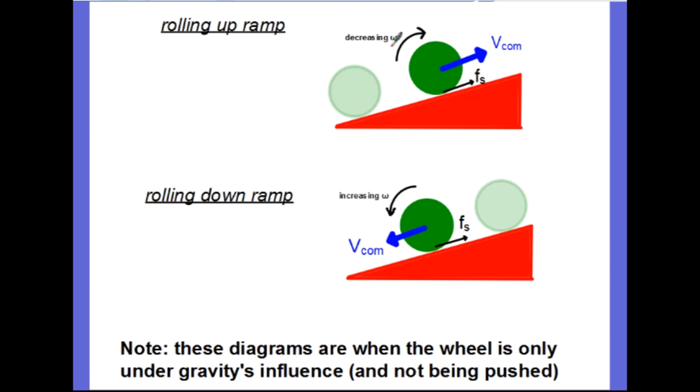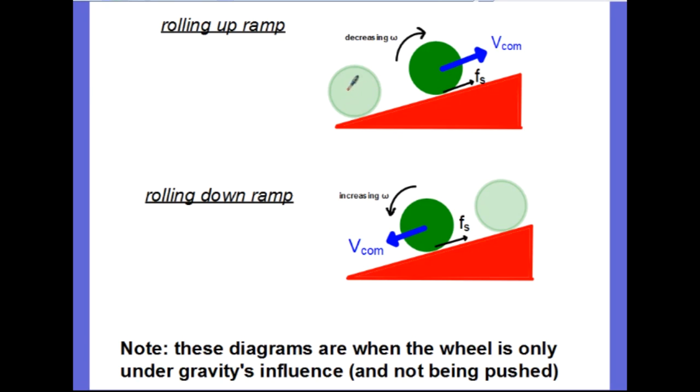But the best way to tell is to look at the angular acceleration of the wheel. If the angular velocity is decreasing, that means the angular acceleration is in a counterclockwise direction. And that means the frictional force must produce a torque that is counterclockwise. Remember, acceleration and torque are always going to be in the same direction. So the frictional force just rolling up the ramp is going to be up the ramp.